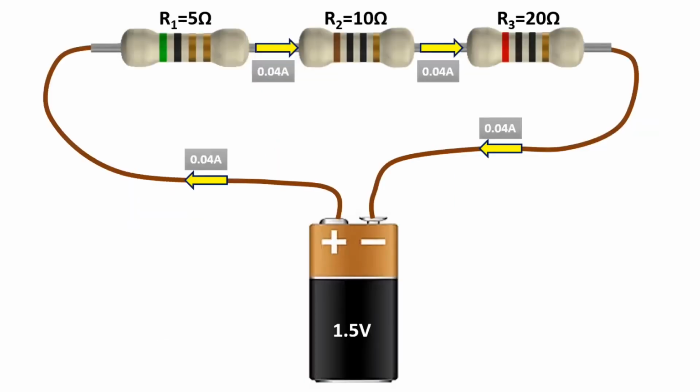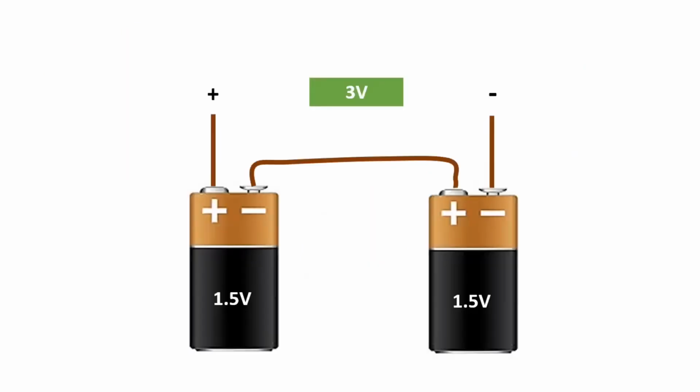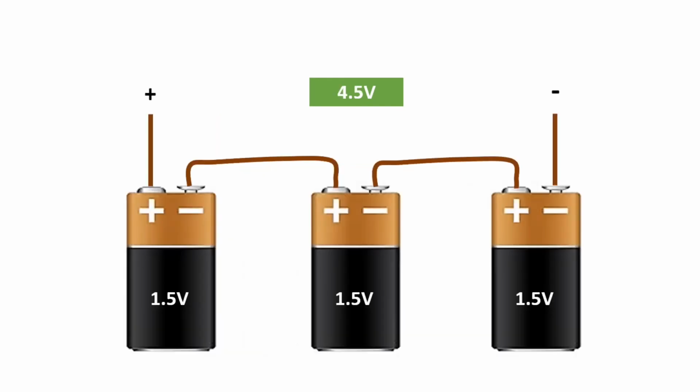In series-connected circuits, the same current flows through all circuit elements. We must not forget this. Because there is only one path for the current to flow, and this current has to be the same at every point. When we connect the batteries in series, we get higher voltages. When we connect two 1.5 batteries in series, we get 3 volts. And when we connect 3 batteries in series, we get 4.5 volts.